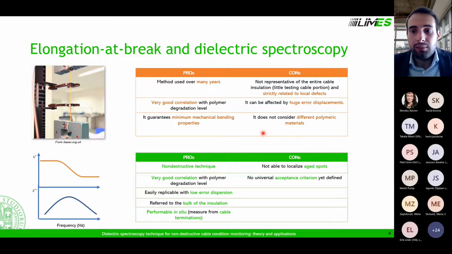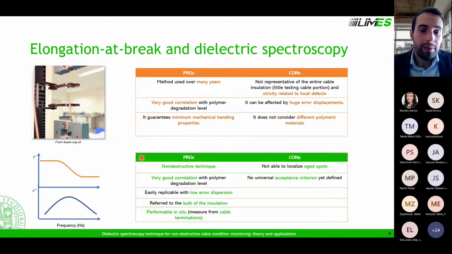It can be affected by huge error dispersion. We have already seen some results during these days. And in particular, it does not consider different polymeric materials, such as we have no differences of the elongation at break end-of-life criterion between rubbers and, for example, semi-crystalline polymers.